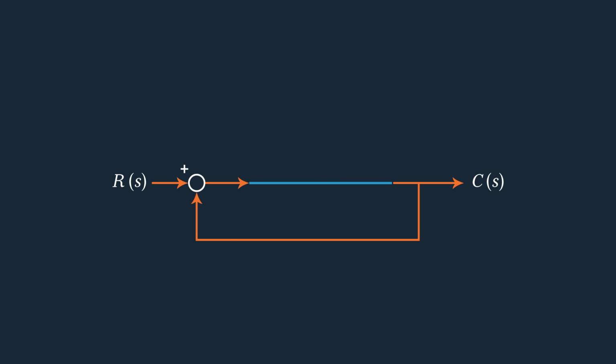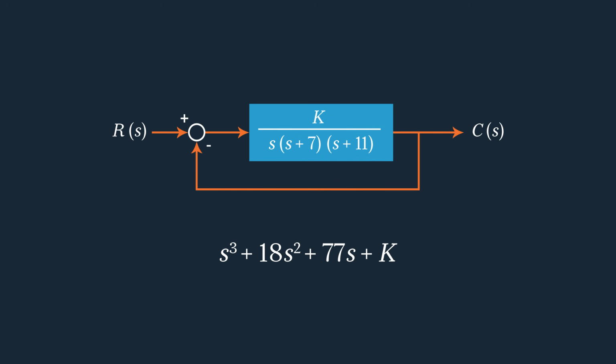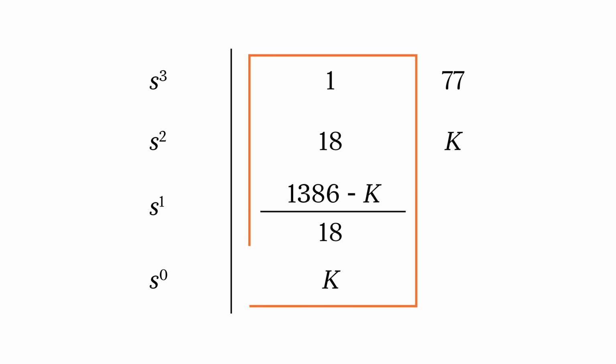If we have an open loop transfer function of k over s times s plus 7 times s plus 11, and k is positive, we can find its characteristic equation of s cubed plus 18s squared plus 77s plus k. We will now quickly put together the Routh array using the k as a variable. For the system to be stable, the elements of the first column of the Routh array must be positive.